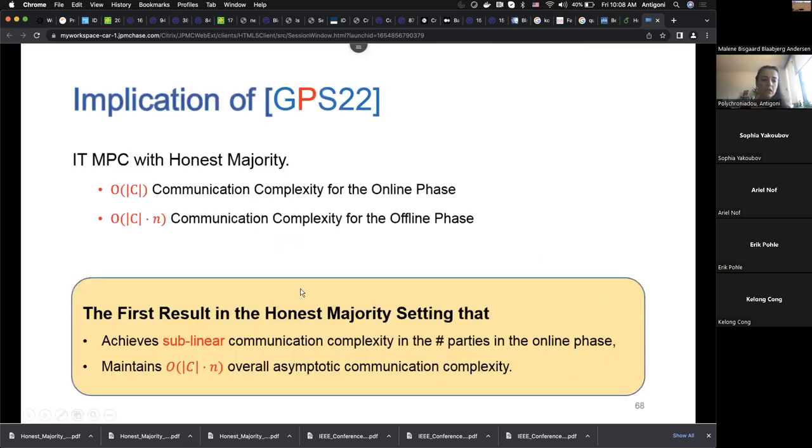So this is again the sharing transformation paper that has only the asymptotic efficiencies.